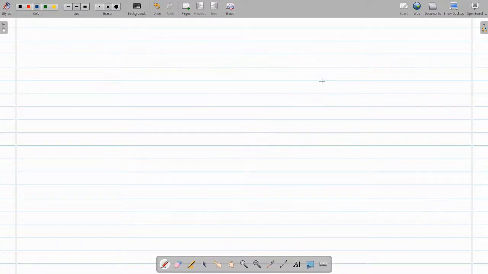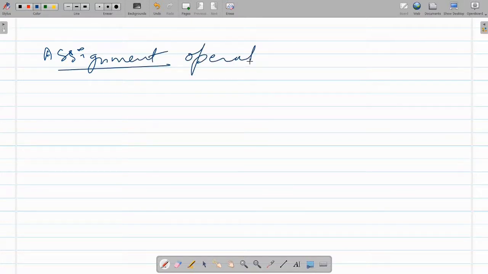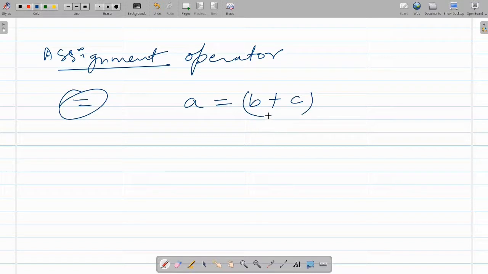The another binary operator is the assignment operator. Equal is called the assignment operator. For example, a equals b plus c. The assignment operator assigns the value of the right hand side to the left hand operand. In other words, we can say the equal operator is used to make an equation.